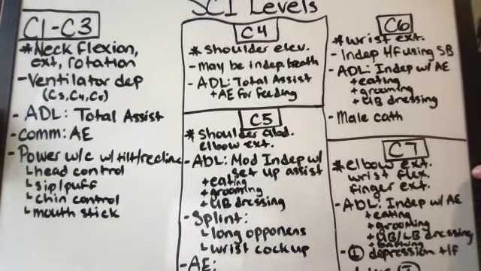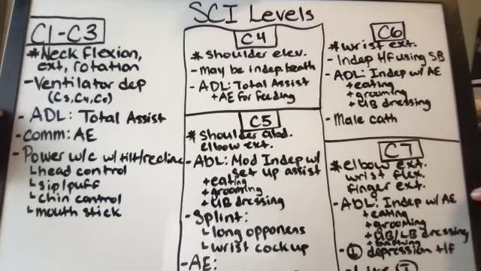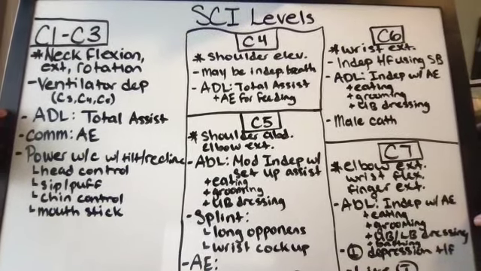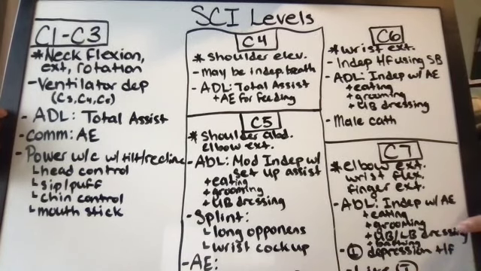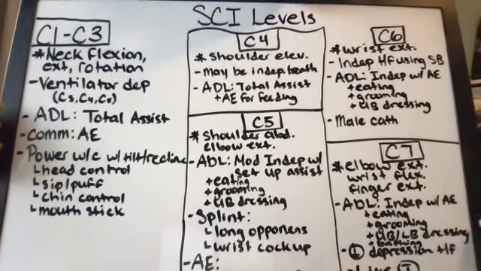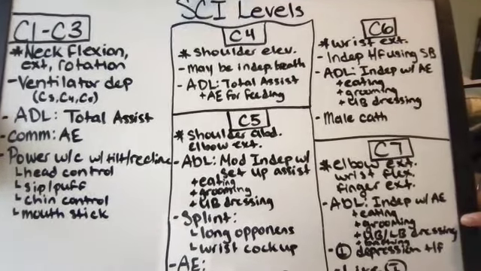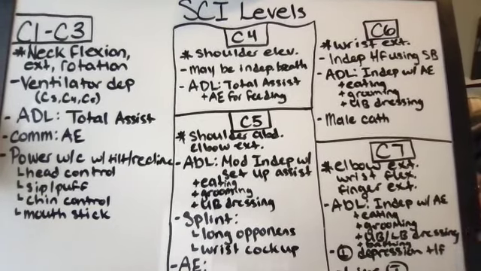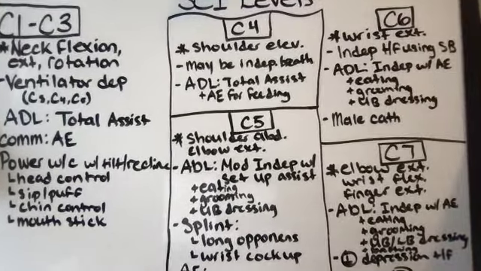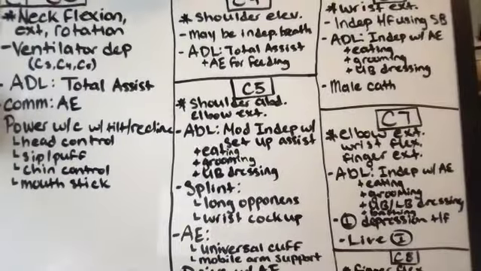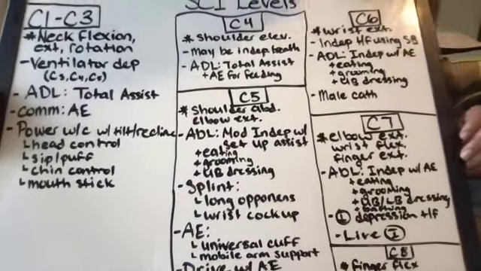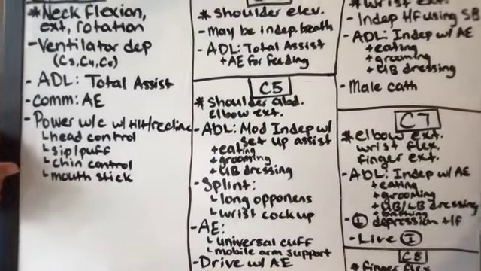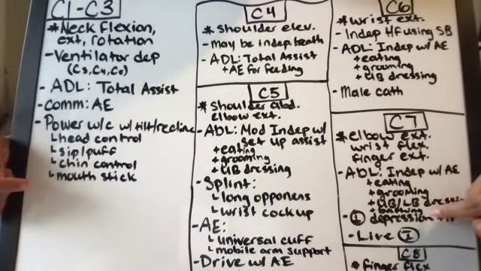For this level, ADLs are independent with adaptive equipment. Again, eating, grooming, but this time we added in upper body as well as lower body dressing. An individual at C7 may need assist, or they may be able to do this independently with the use of adaptive equipment. So just keep in mind lower body dressing is added here. Oh, and then also, what did I write down here? I can't even see my own handwriting. I wrote, oh, bathing. They may be able to do some bathing. I kind of squeezed it in. That's what that says.